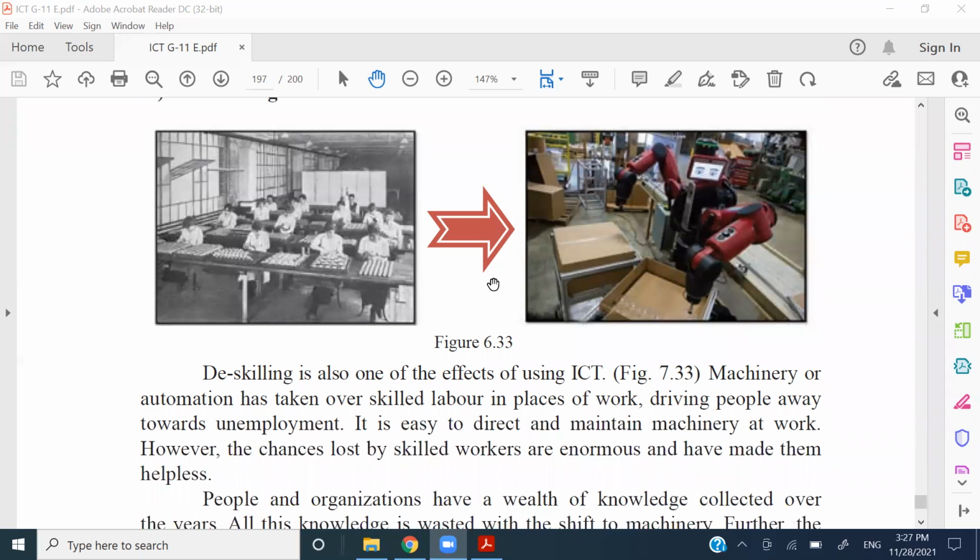Now, having machines and robotics in the company is a good thing, but losing jobs or losing skills is not a good thing, right? So it has ups and downs.